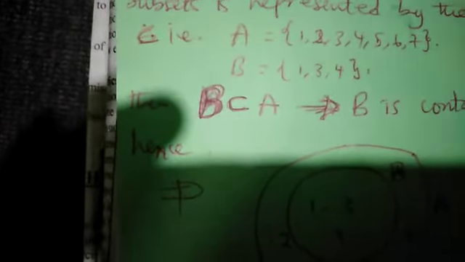That is the symbol. Look at it. B is contained in A, hence B is a subset of A. Don't forget how to represent the symbol. If you can always remember contained, then you see that it's like a C. B is contained in A. B is a subset of A.